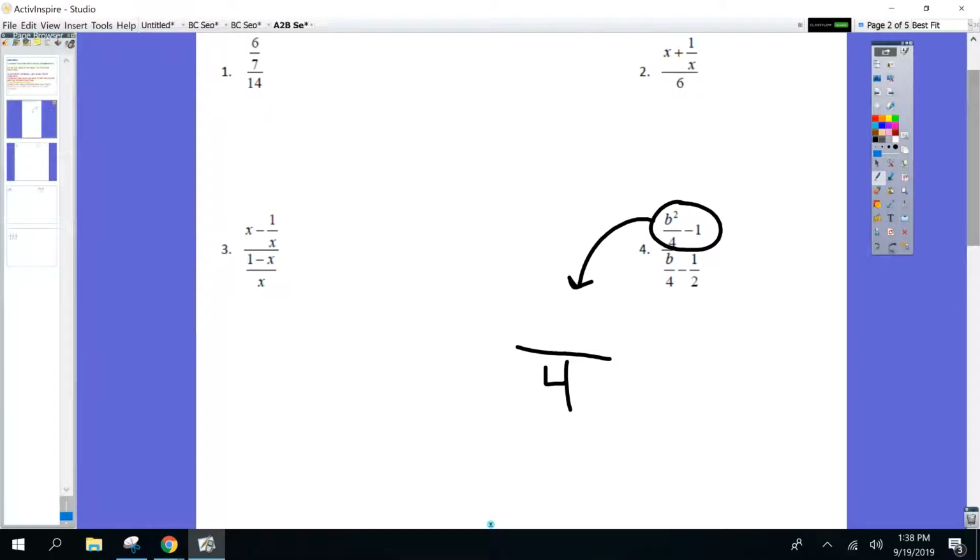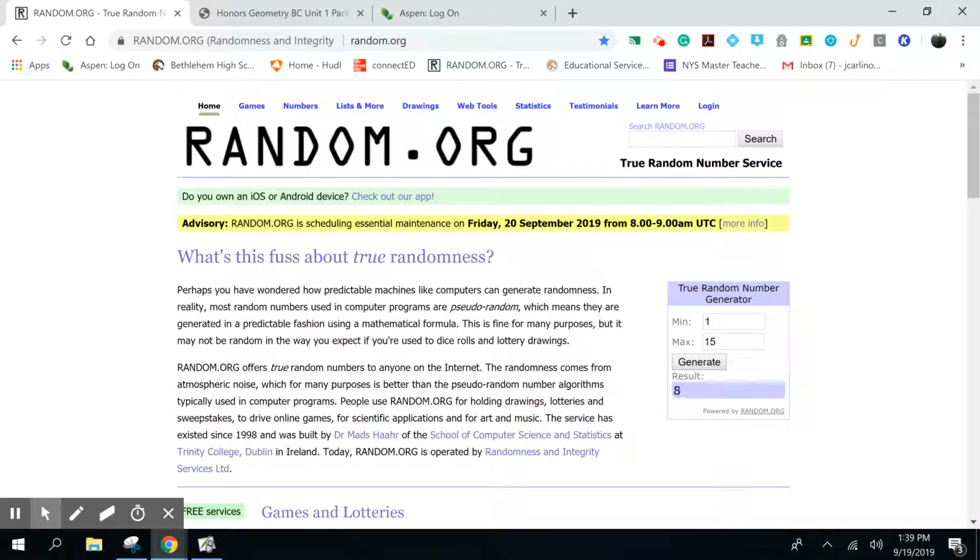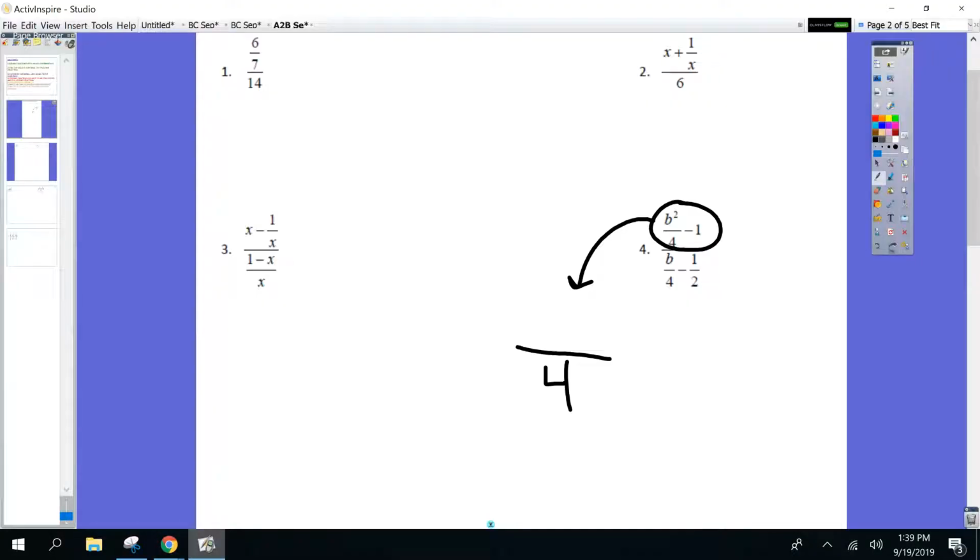What's left on top now? Multiply by whatever you have to multiply. Tell me what's in the numerator now. 8. What's left? B squared minus 4. Good. Ask away. Any issues?